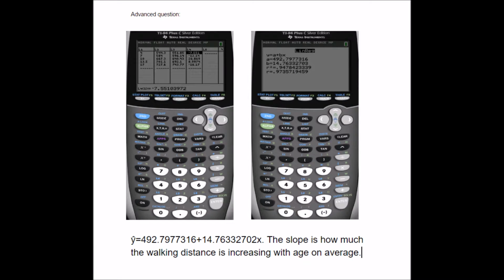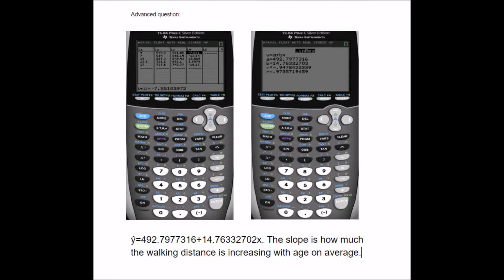Alright, so next is the advanced question. So first of all, you have to find the least squares regression line. So to do that, you plug in your data for x and y into L1 and L2, and then you do linreg for y equals a plus bx, and you get your a and b values.